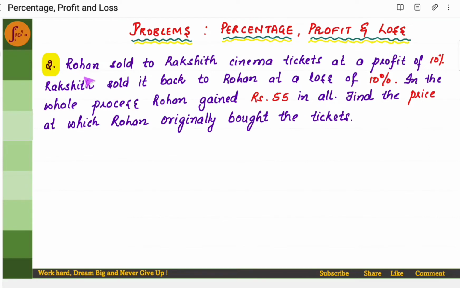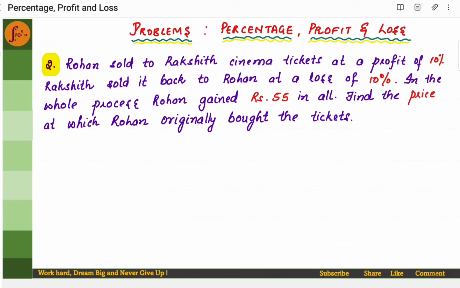The problem states that Rohan sold cinema tickets to Rakshith at a profit of 10%. Rakshith sold them back to Rohan at a loss of 10%. In the whole process, Rohan gained Rs 55. Find the price at which Rohan originally bought the tickets.